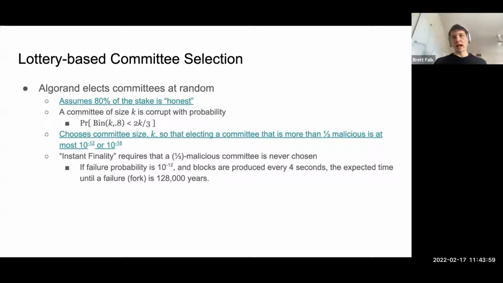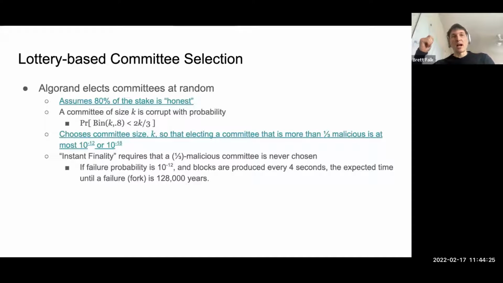In the original Algorand paper, they say, if we assume that 80% of the stake is held by honest people, and we're going to elect a committee of size K, then we can actually figure out the probability that 2/3 of the elected committee is honest, right? And that's when consensus will fail. That's when you could have a fork or a double spend attack, and you would lose this instant finality.